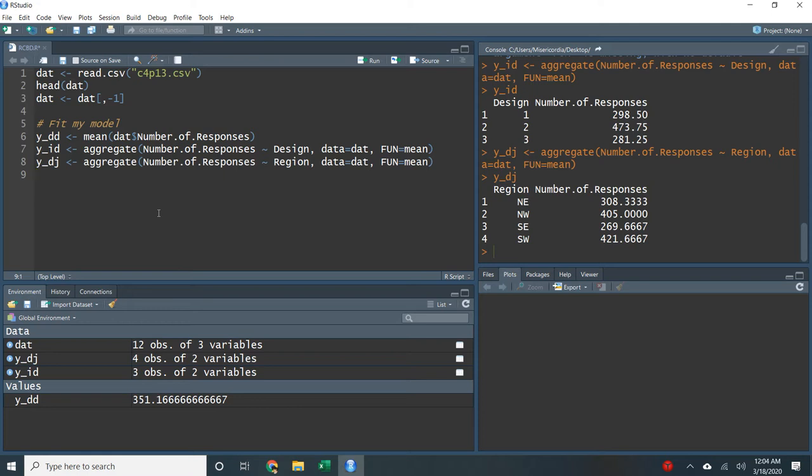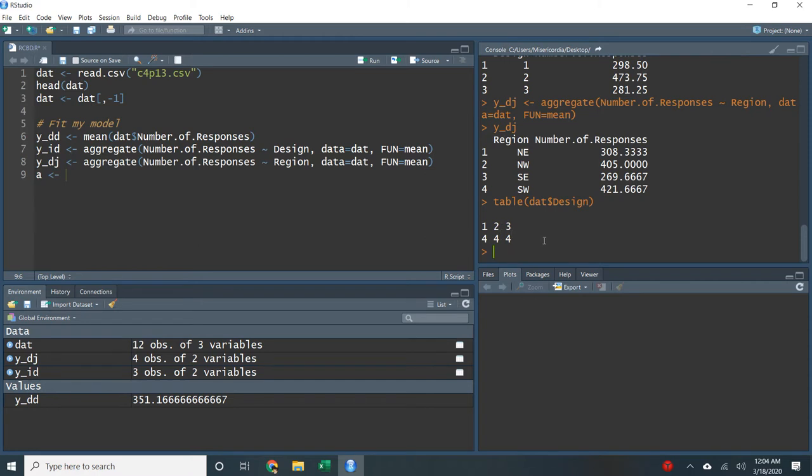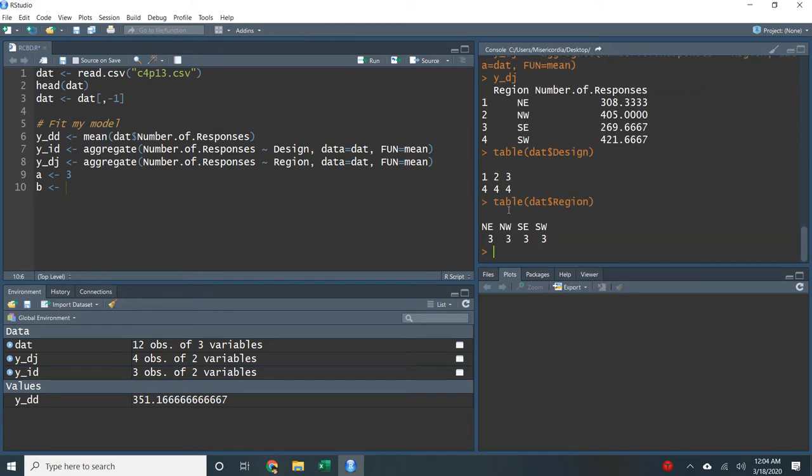And so now I can use my equation. So remember, I guess I'll use what the textbook uses. It uses A and B. So A is the total number of levels of the factor. So if this is the case, I could just use table dat$design to see how many different levels of the factor there are. If I wanted to do this programmatically, I could do length of that table, but instead I'll just type in 3 here. B, I'll do the same table command to see how many different regions there are. There's going to be 1, 2, 3, 4 regions, each with 3 observations in it, so B is going to be 4.